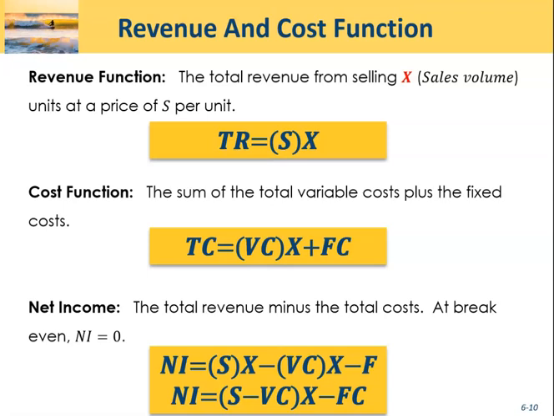So net income equals our total revenue minus our total costs. And at break even, net income equals 0, right? That's the same as our operating profit. Net income, operating profit, same thing, just a different name.